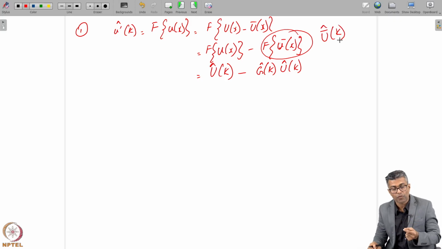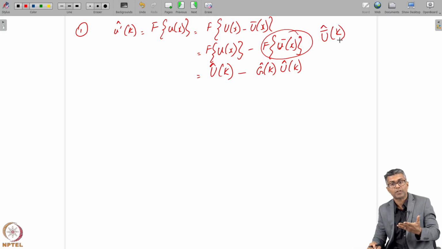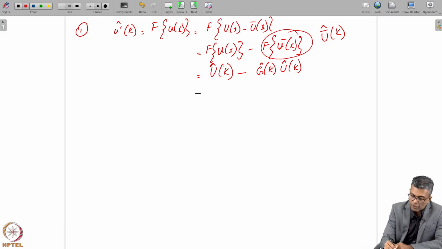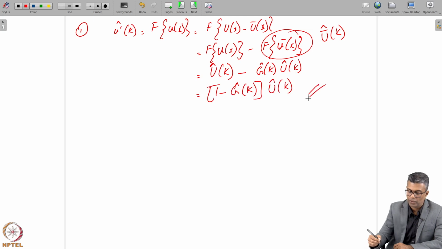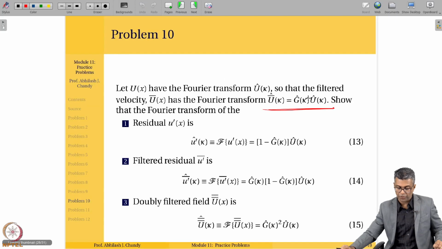I'm taking the Fourier transform first. I get it in Fourier space, but it's a filtered Fourier transform. So that essentially becomes g hat of kappa times u hat of kappa. And then from here, all I need to do is factor out a u hat of kappa. Then I have 1 minus g hat of kappa times u hat of kappa. Hence proved. That is the residual. That should be the first part.